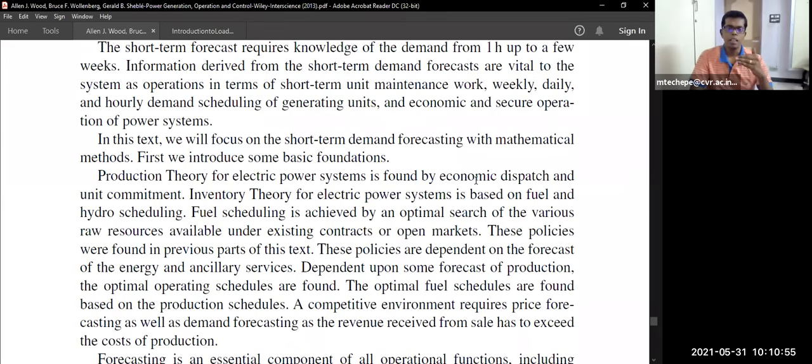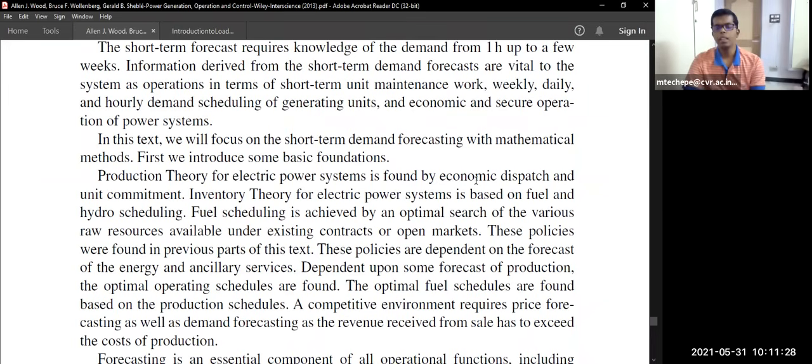Say, for example, there are 10 units: 1, 2, 3, 4, 5. From these 10 units, 1, 3, then 7, 8 are the least cost generators. Means we can commit only these units, so that our cost might be reduced. Production cost also reduces, so that you will get more profit from the electric power generation companies. And also inventory theory for electrical power systems is based on fuels and hydro schedule.